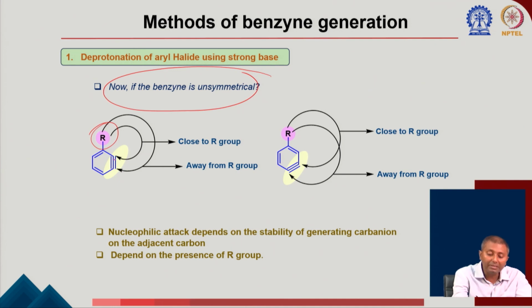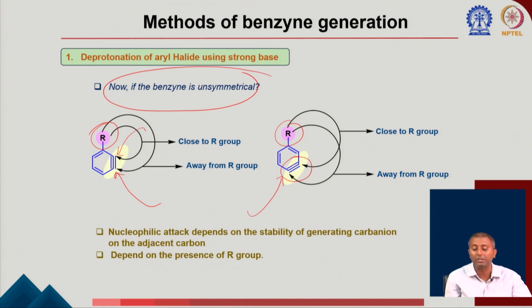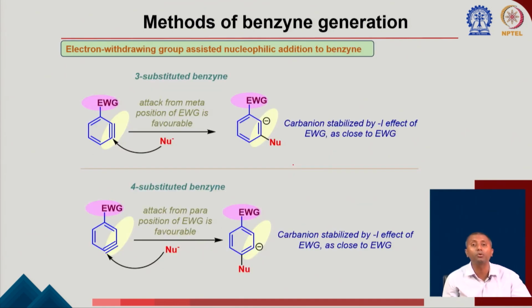Now if there is a benzyne here, the nucleophile can approach from this side or from this side. Okay, so we are going to talk about that. If it is attacking from this side, what will be the preference, and if it is attacking from the other side, what will be the preference. So if you have an R group here and the benzyne is forming in this position, there could be attack from the para position or attack from the meta position. Okay, so we are going to discuss first the electron withdrawing case.